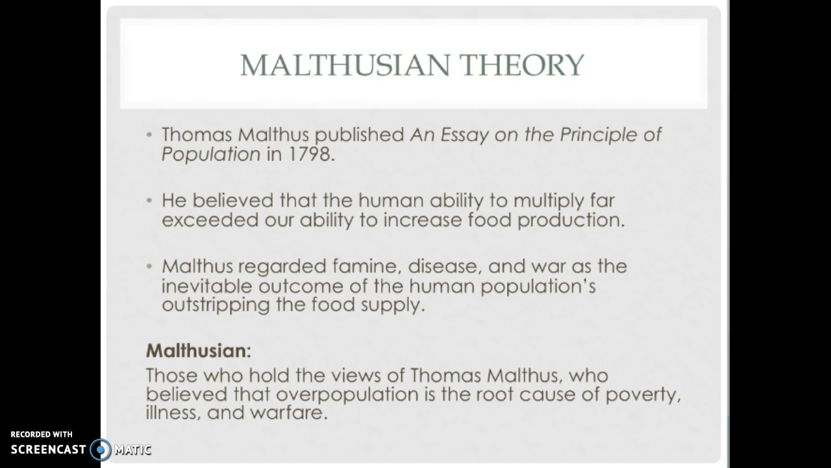This raises the importance of the Malthusian theory. Perhaps some of you remember learning about Thomas Malthus before, and particularly his essay on the principle of population from 1798. He believed that the human ability to multiply far exceeded our ability to increase food production, and he regarded famine, disease, and war as inevitable outcomes of populations outstripping the food supply. However, there are many flaws in his theories, and unfortunately they are still used in quite politicized arguments that are used against poor, economically and ecologically marginalized people as well.